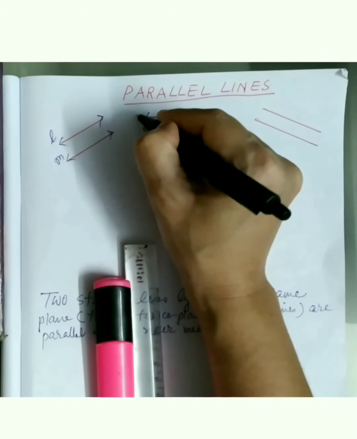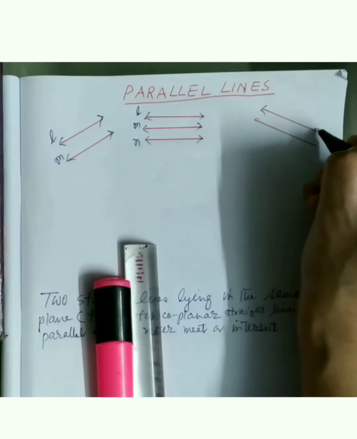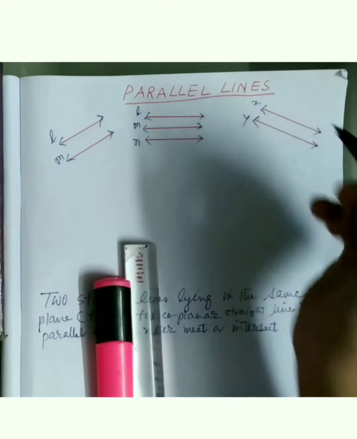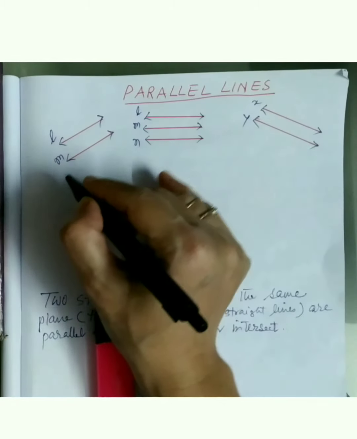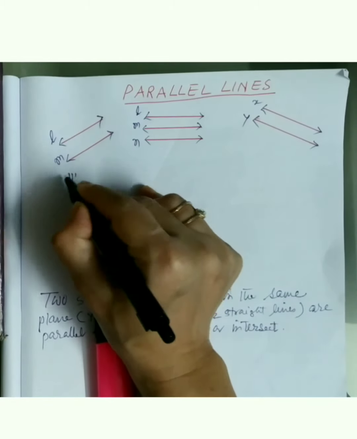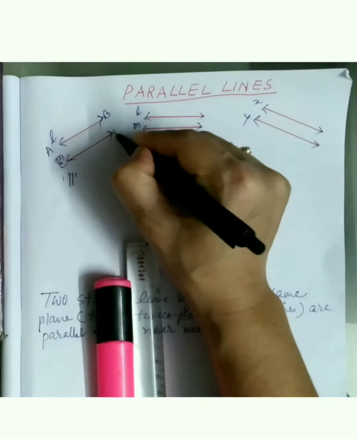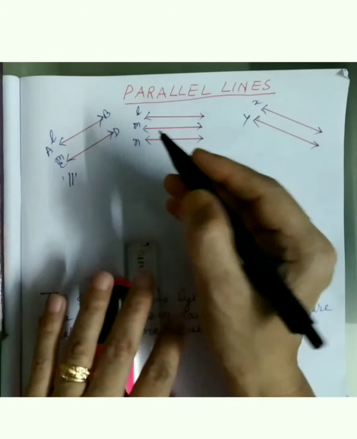So this is L, M, N. These are also parallel lines. And this, if we denote like XY, these are also parallel lines. And we denote parallel lines by this symbol. If it is A, B, C, D, then we denote AB parallel CD like this.